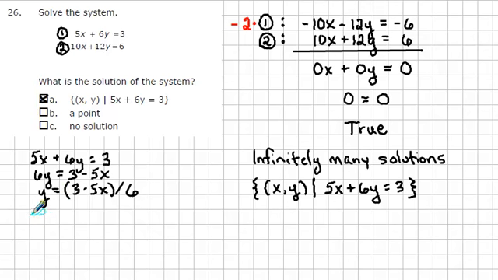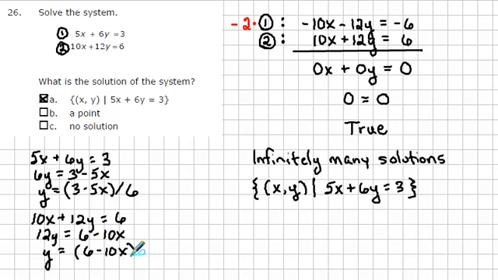In order to get y2, we'll take 10x plus 12y is equal to 6. Subtract 10x from both sides. 12y is equal to 6 minus 10x. And then divide both sides by 12. Y is equal to the quantity 6 minus 10x divided by 12.